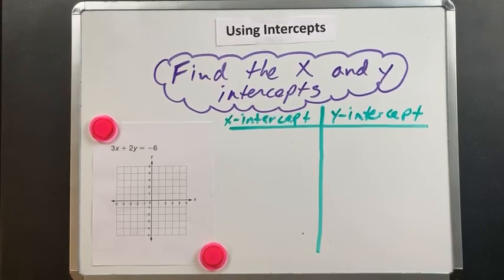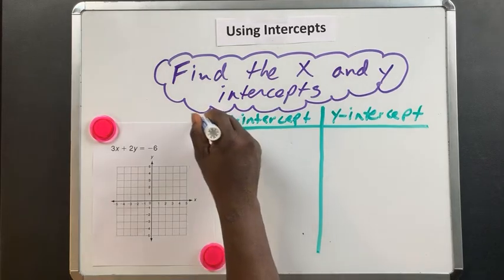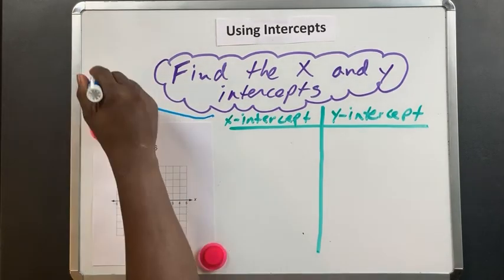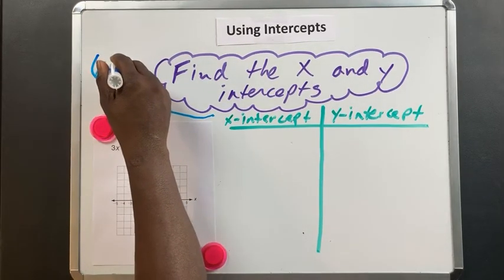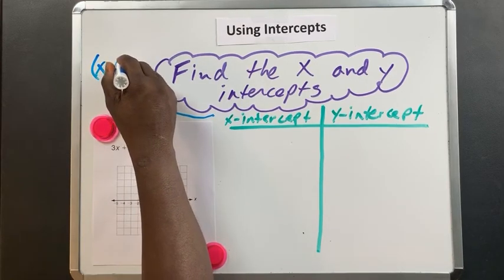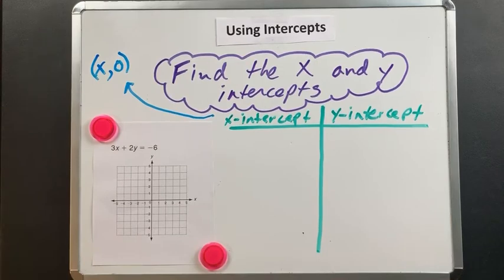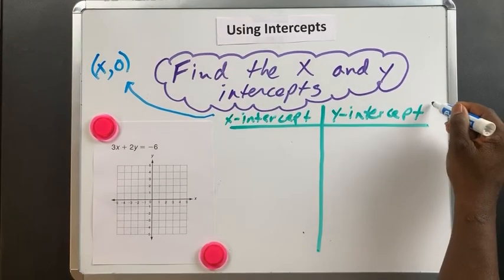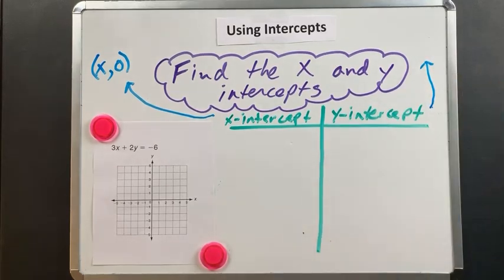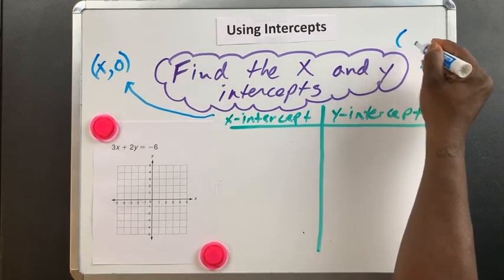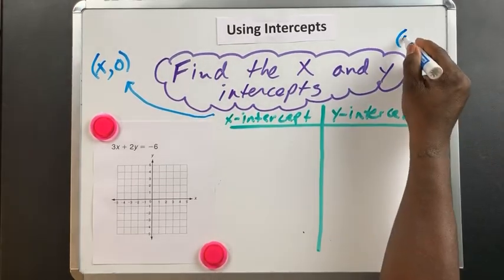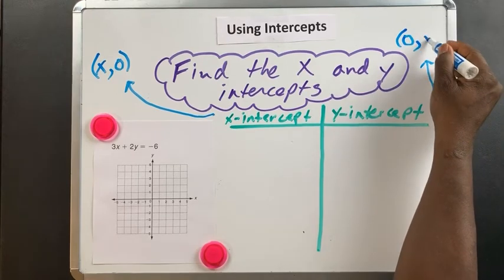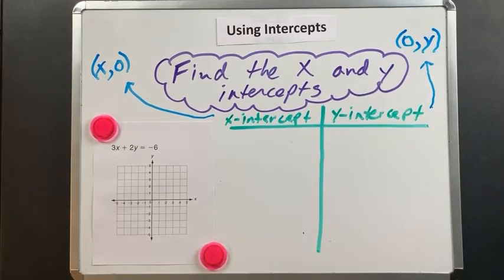Now remember, when you're dealing with x-intercept and y-intercept, I just want to clarify something before we go any further. When you're finding the x-intercept, we have an x-coordinate, and the y-coordinate is 0 because it's on the x-axis. And when you're finding the y-intercept, you know that the x-coordinate is 0, and then we have a y-coordinate. So keep that in mind.